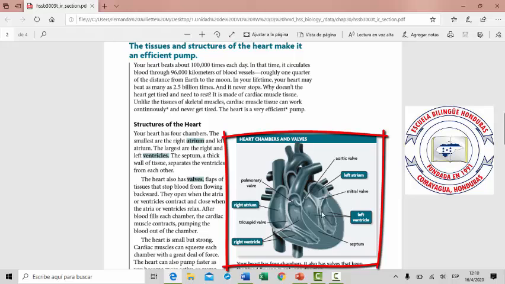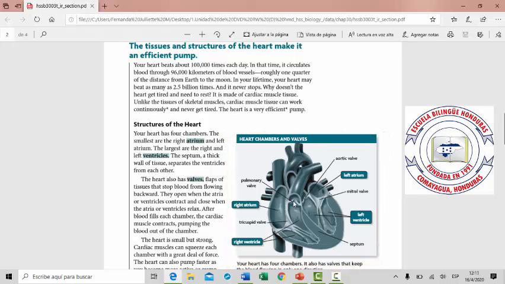We talk about the chambers and valves of your heart. The heart also has valves, flaps of tissue that stop blood from flowing backward. They open when the atria or ventricles contract and close when the atria or ventricles relax after blood fills each chamber. The cardiac muscle contracts, pumping blood out of the chamber. The heart is small but strong.